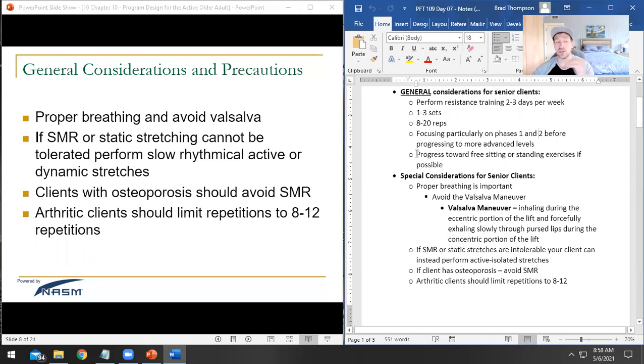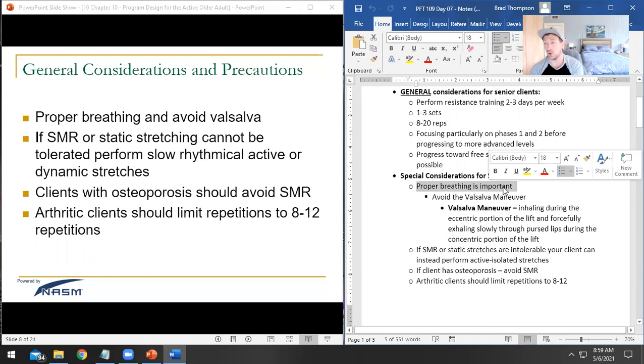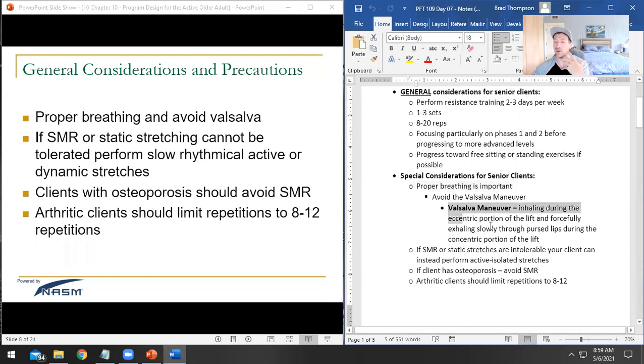Now, special considerations, always ensure that your client is breathing properly. You want to avoid the Valsalva maneuver. I know we haven't talked too much about the Valsalva maneuver in this class because we avoid it with seniors, but this is that technique that's always very important, especially in maximum strength lifting, where you basically take a big deep breath in to your stomach. You try to breathe as low as you can, breathe into the belly, and then what you do is you hold that breath for just a second, and then you exhale very forcefully.